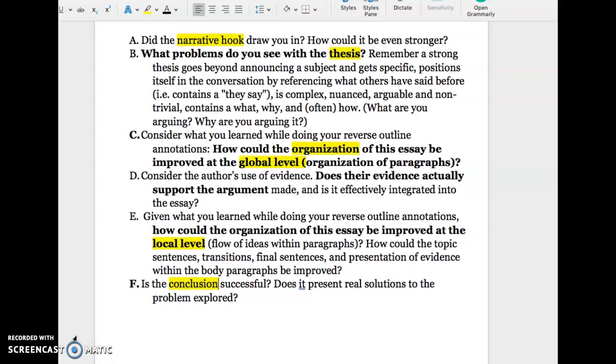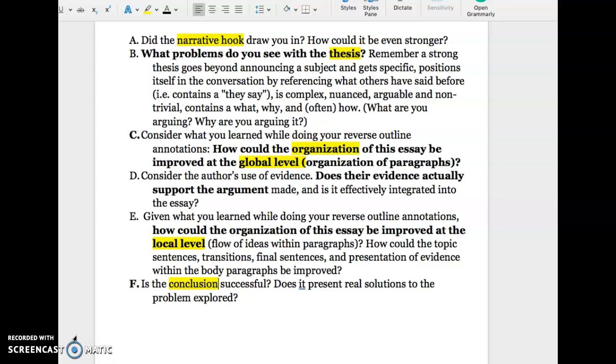Okay, C. Think about the big picture or global organization of the essay. Did it make sense? Did the paragraphs flow into each other? Did they all support the thesis? Did they all have main ideas? Okay, that brings us to the local level of organization. Did each paragraph make sense? Was it clear why the information in each paragraph belonged there? Did all of the information included connect to a main point that the author was making?